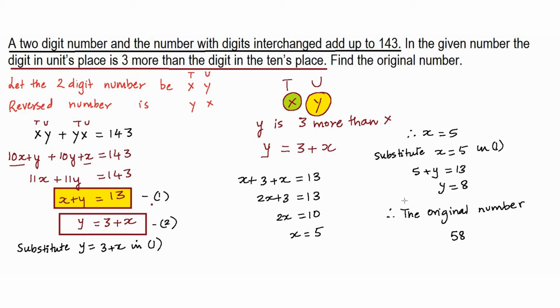Let us now quickly check our result. 58 and the number obtained by reversing the digits is 85. 58 plus 85 is indeed 143. And the digit in the units place is 3 more than the digit in the tens place. So this answer is correct. And let me again pause for a few seconds and then we move on to our next question.